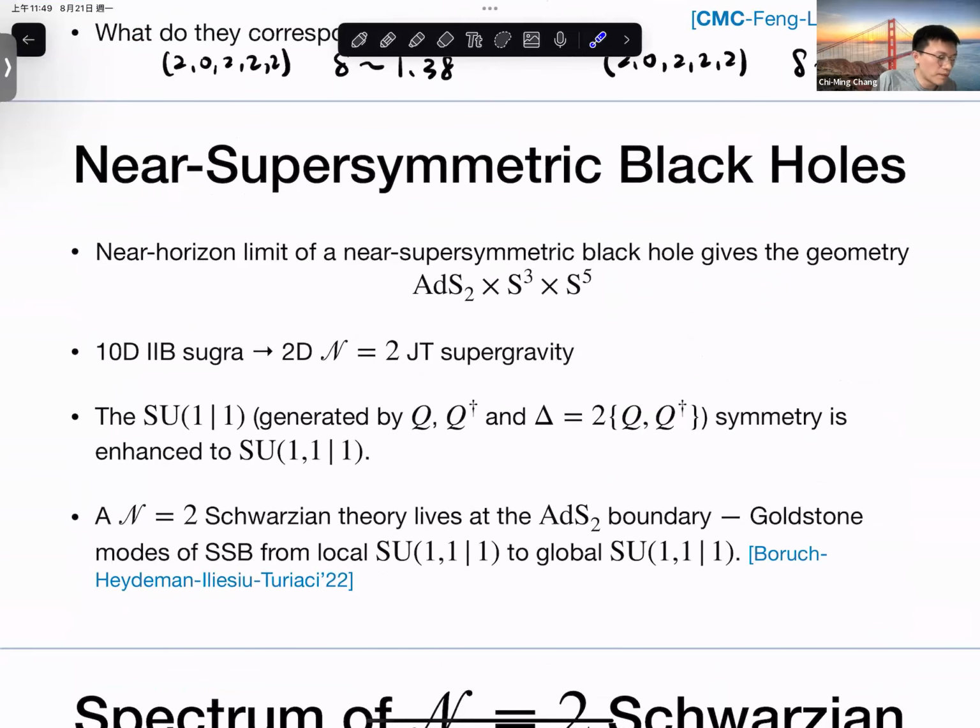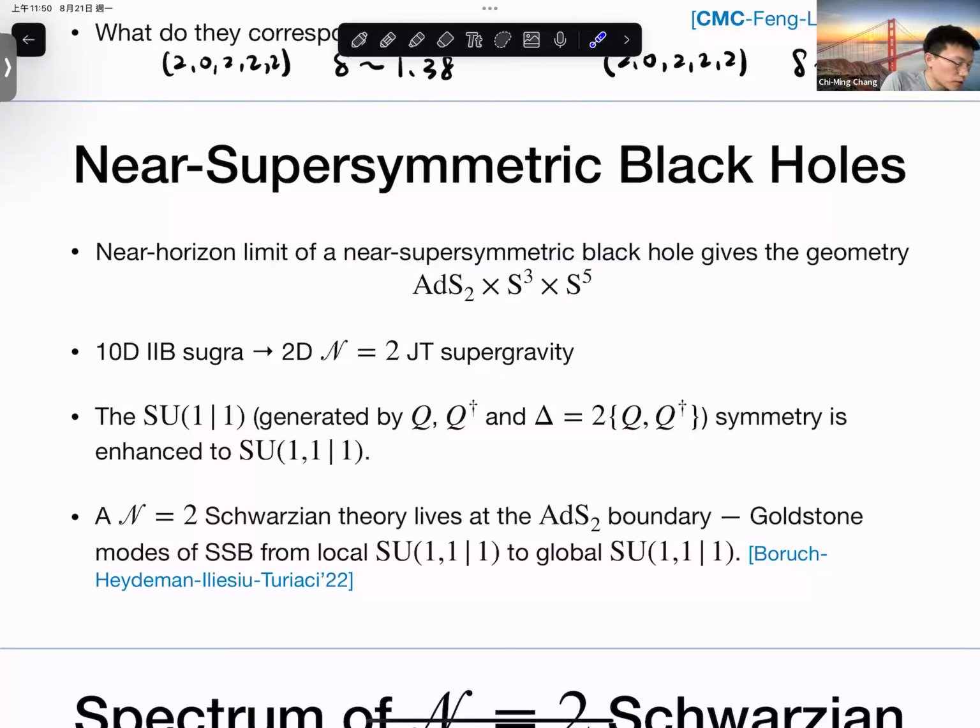So in the bulk computation, there's a nice discussion about the gap. We want to consider the near horizon limit of a near supersymmetric black hole. In that case, the geometry becomes AdS2 times S3 times S5. And if you consider type IIB supergravity on this space and do the dimensional reduction, you get a 2D N=2 JT supergravity.